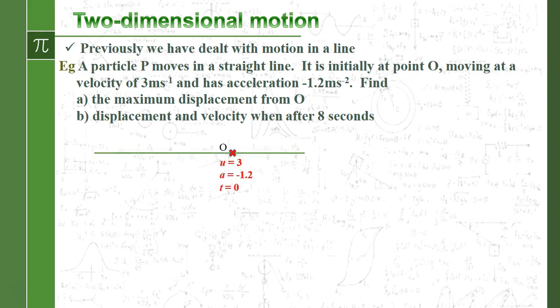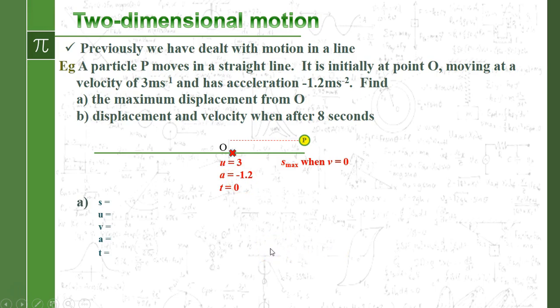So there we go, that's the information from the question. We've got a particle moving on a straight line, and we're measuring its displacement from the point O, and the red information there is the information in the question. And part A is asking us for the maximum displacement from O. So P is going to move, and it's going to come to a point where it's going to stop because we've got acceleration is negative, and that's going to be the point when it's furthest away from O.